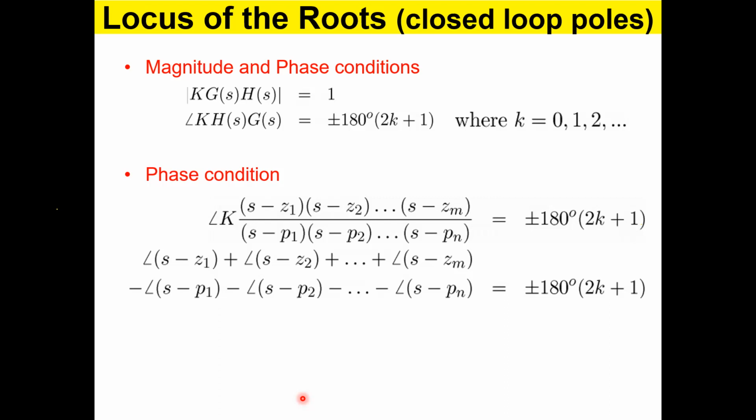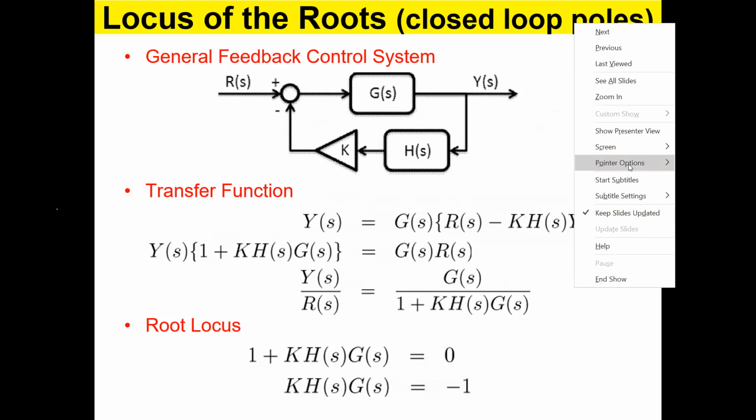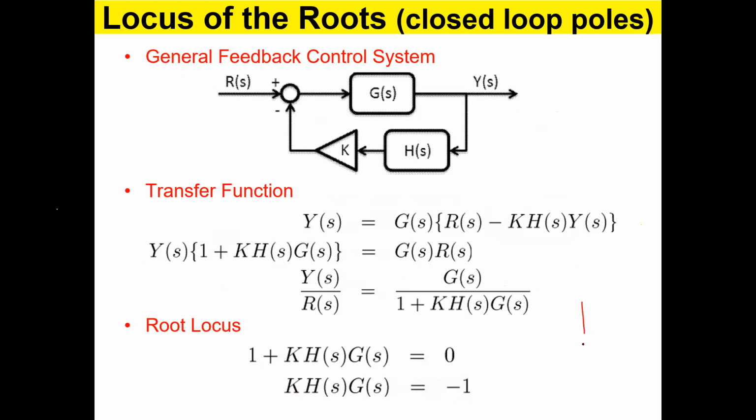Now, remember this equation, KGSHS equals 1, because this is extremely important going forward. Now, when you have this complex expression, KGSHS equals -1, right, -1. So I can draw it over here using pen. This is the imaginary axis, this is the real axis, this is -1 somewhere over here.